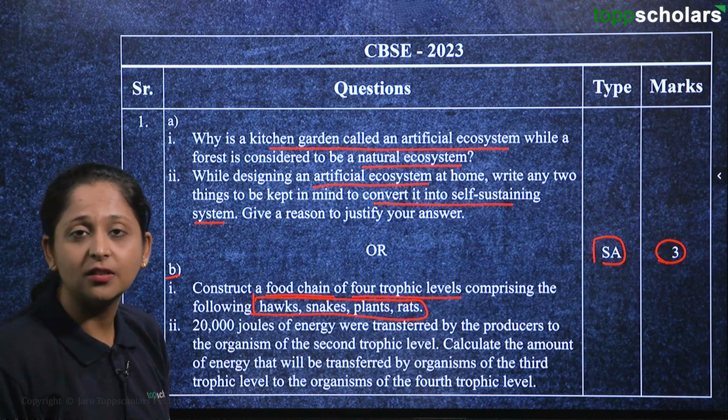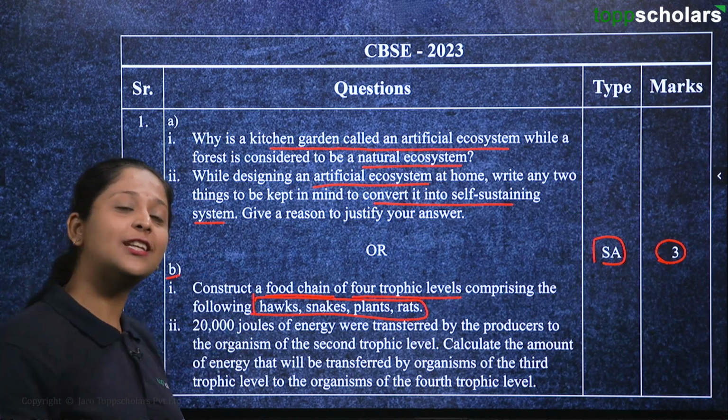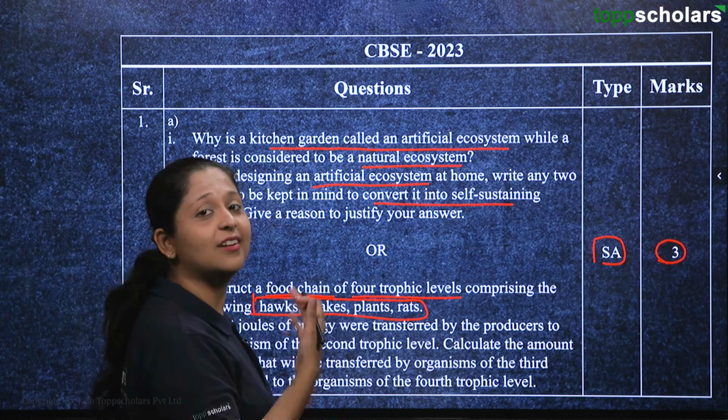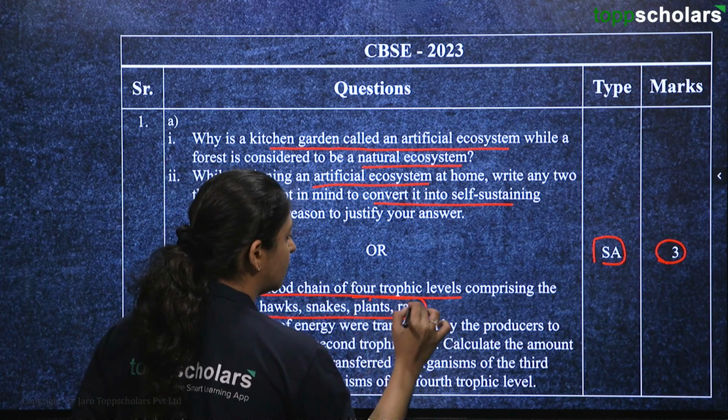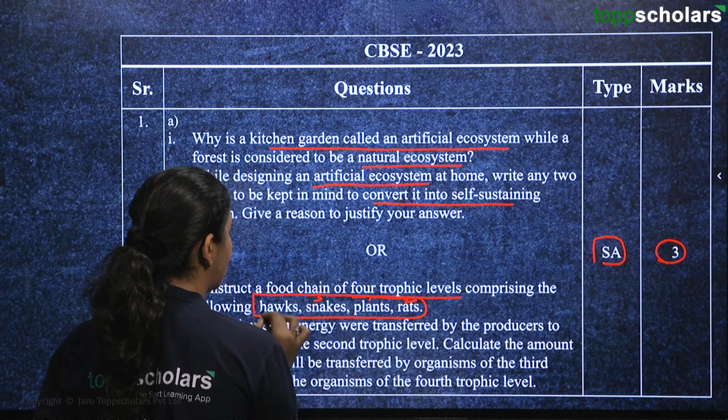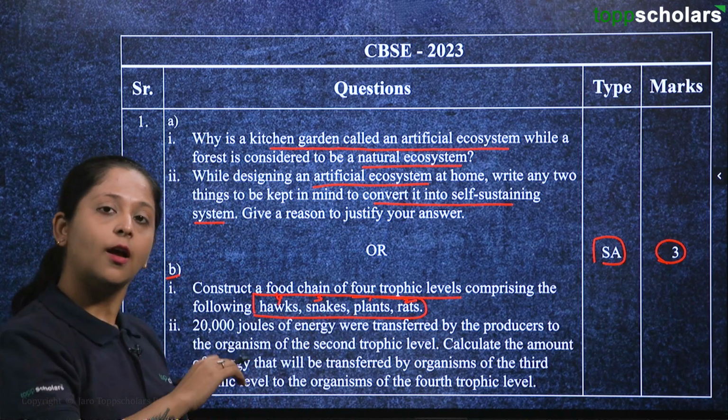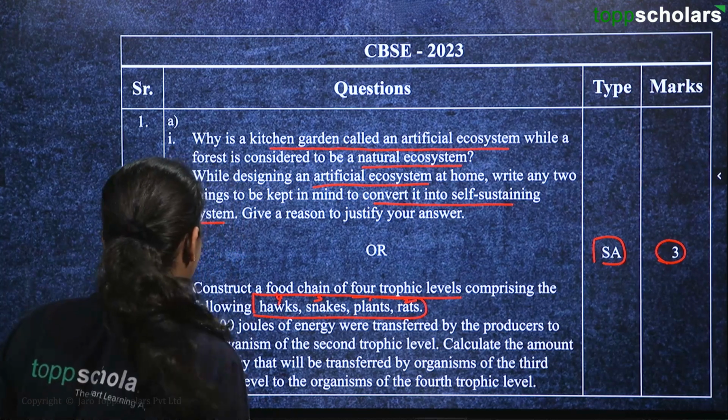Such an easy question. You have to just create the food chain here, students. You should be very lucky to get such a question, right? The first one will be plant, the second one will be the rat, the third one will be the snake, and the fourth one will be the hawk. Just bring that into the right sequence.